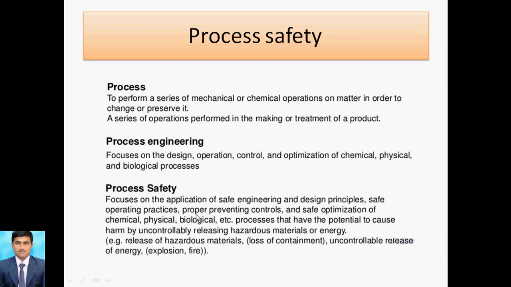So we have to focus on these parameters, that is these hazardous conditions. If you know these conditions, automatically we can handle the different things, or we can say have different controls over the operations. So this is the application of process safety. For example, a release of hazardous material, loss of containment, or uncontrollable release of energy. At this time we have to take actions against them, and we have to take safety features in the industries.